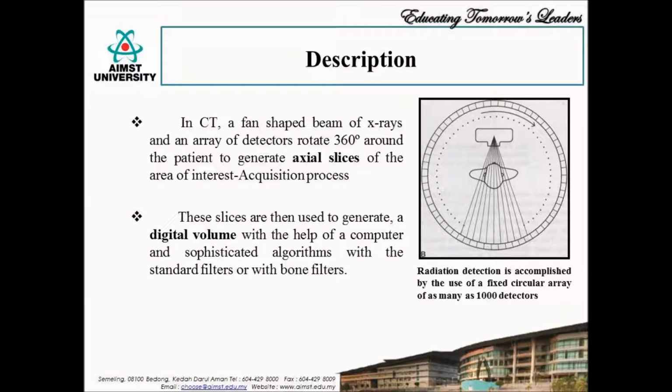The patient is positioned in a supine position with the head centered and immobilized by using a jaw strip or sponge pads on either side of the temporal region. The patient is instructed not to move, swallow or chew during the acquisition process. Data acquisition is performed parallel to the hard palate or interocclusal plane or alveolar crest to allow better orientation of the cross-sectional images. These slices are then used to generate a digital volume of the imaged object with the help of computers and sophisticated algorithms with the standard filters or with bone filters.